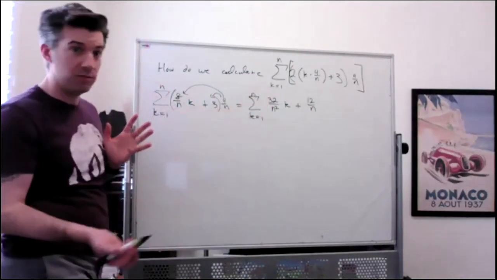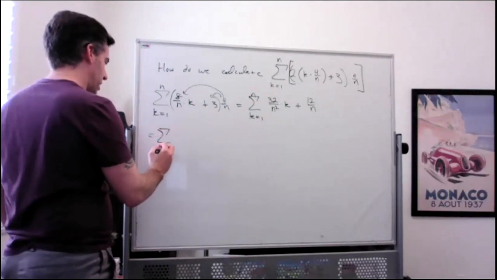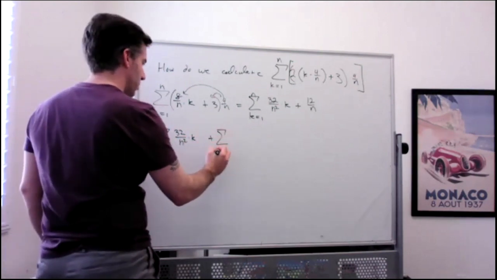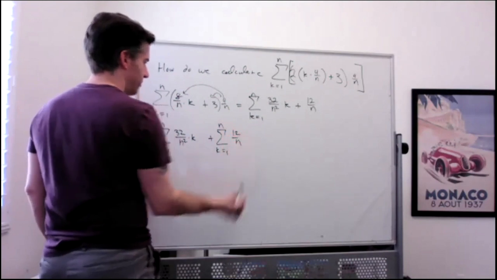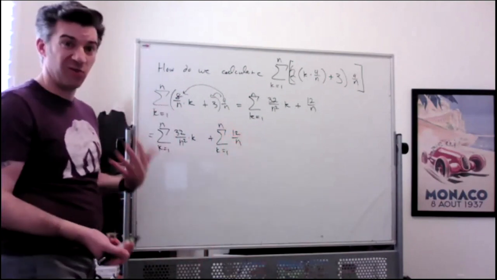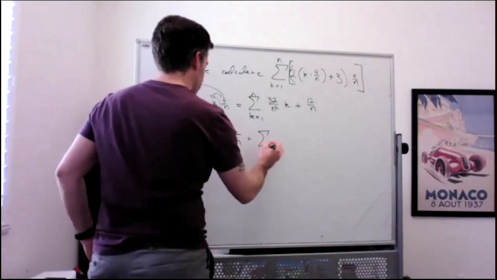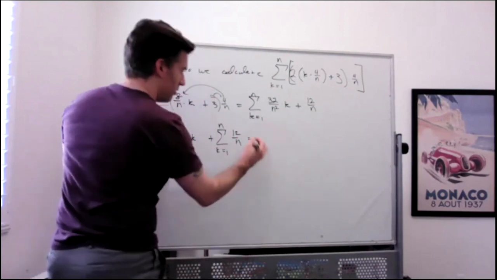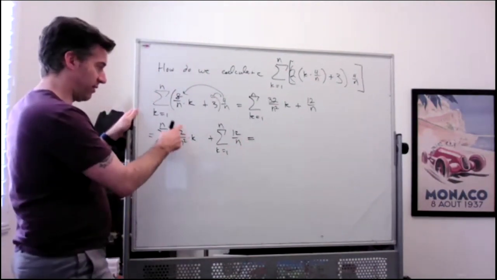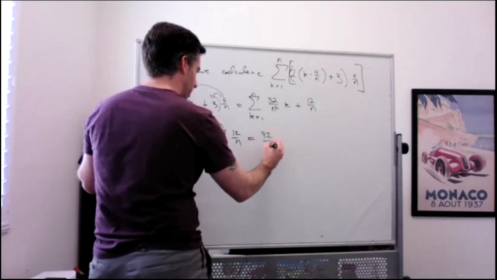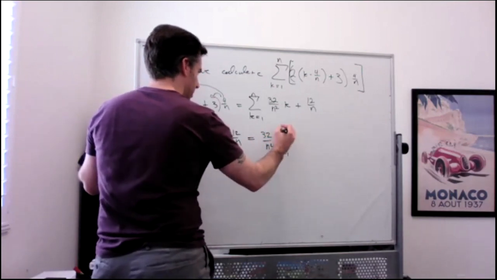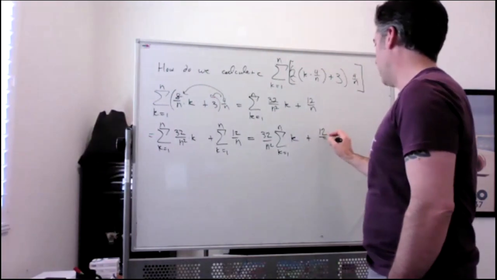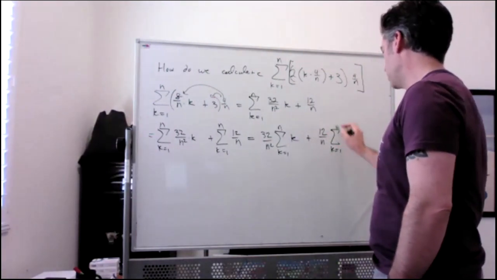All right, so now I'm going to break this up into two sums. I'm going to write this as the sum from k equals 1 to n of 32 over n squared times k, plus the sum from k equals 1 to n of 12 over n. Oh, sorry, I forgot to factor out the constants. The only variable here is k, so I'm going to factor out everything that's not k. So I'm going to have 32 over n squared times the sum from k equals 1 to n of k, plus 12 over n times the sum from k equals 1 to n of 1.